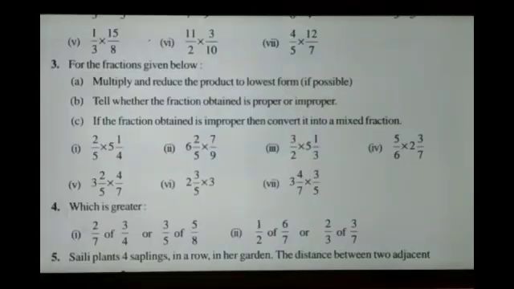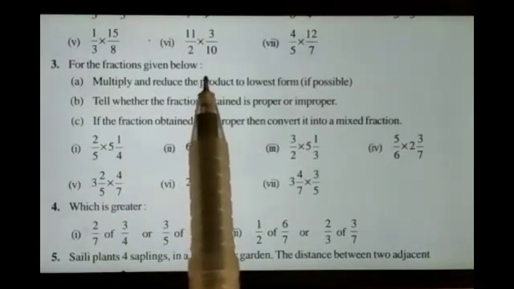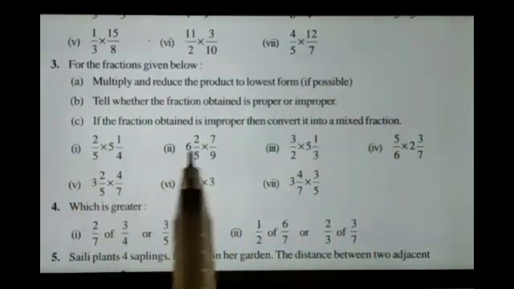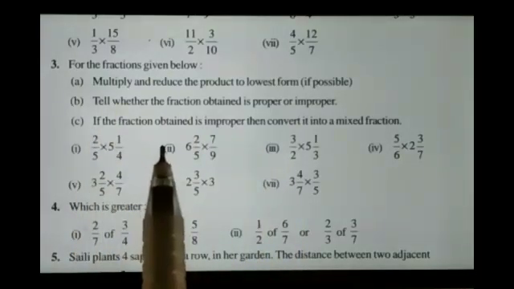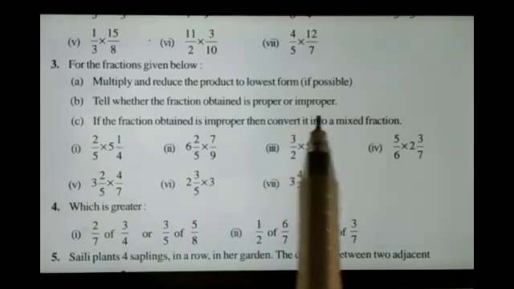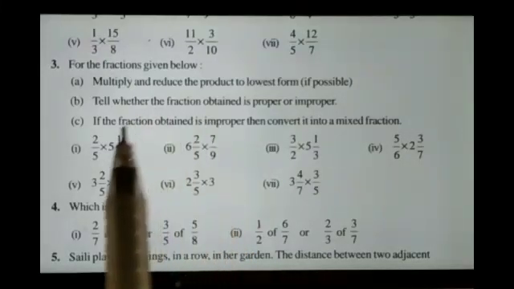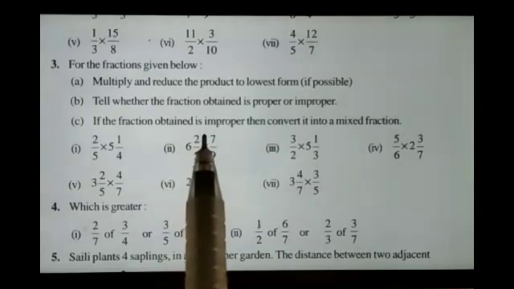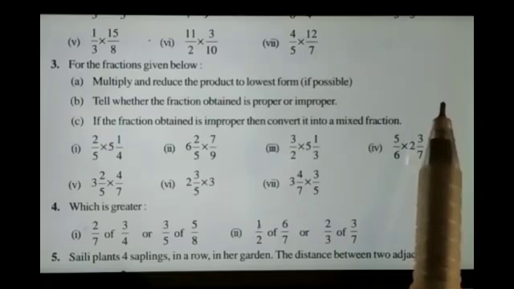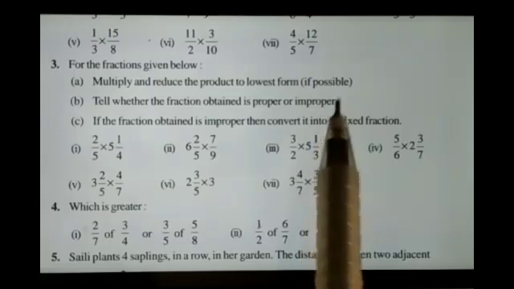Let's start with question number 3. For the fractions given below, first thing, multiply and reduce the product to the lowest form. It means in each question we have to multiply and convert into the lowest form. Tell whether the fraction obtained is proper or improper. We have to find out whether the answer is proper or improper. The third thing, if the fraction obtained is improper, then convert it into a mixed fraction. So if the answer is an improper fraction, we have to convert it into a mixed fraction.